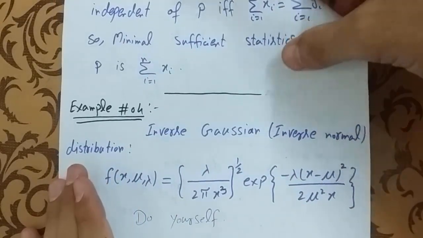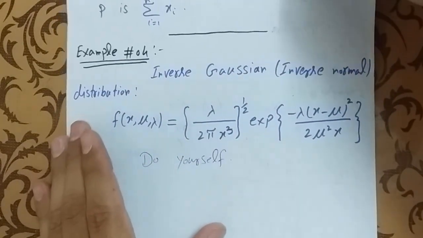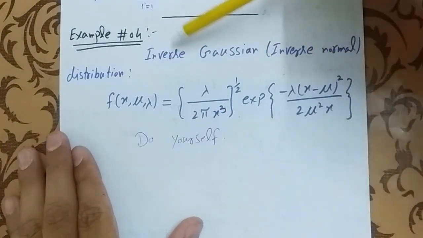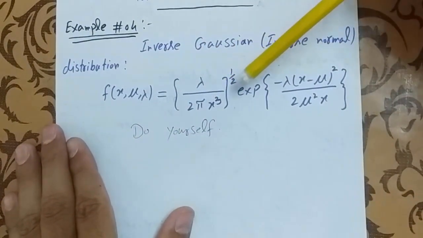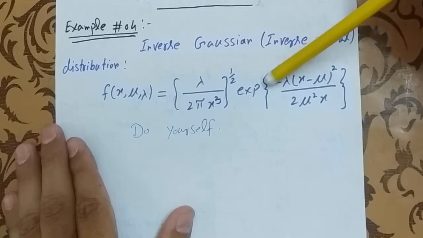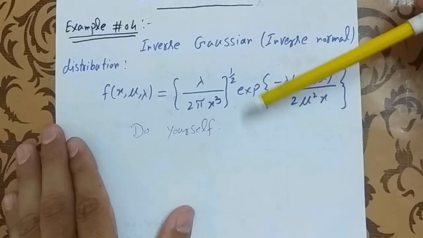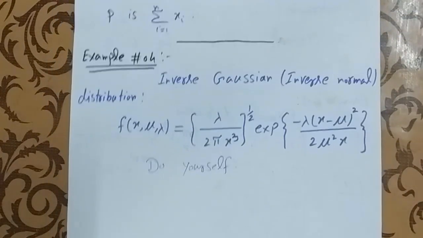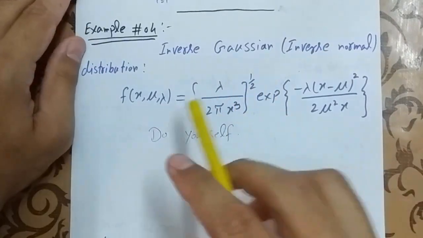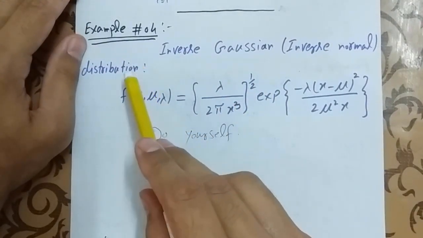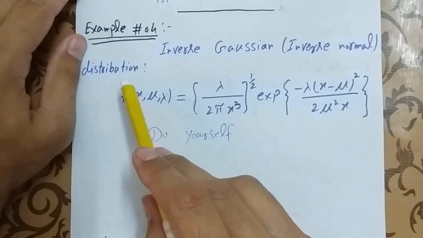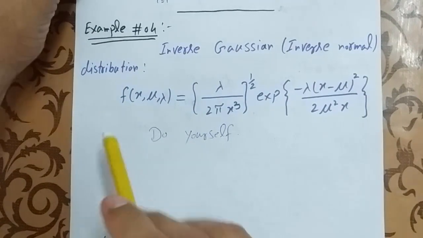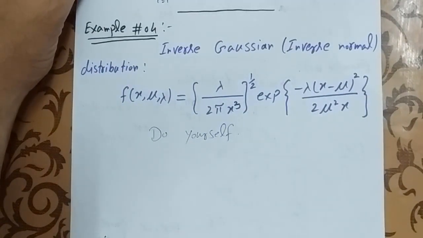Now the fourth problem, which is similar to the above three problems, is the inverse Gaussian or inverse normal distribution, and its probability distribution function is this. You have to do it yourself, just like the above problems. If you have any problem solving this, then you can write your problem in the comment box, and I can solve it again.